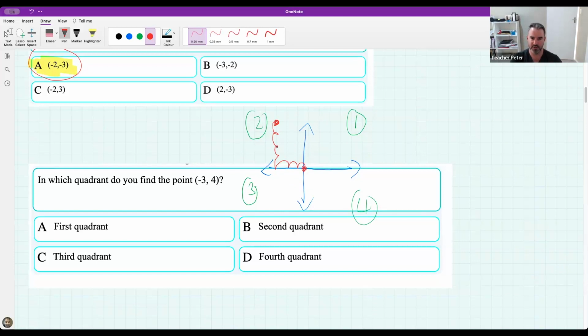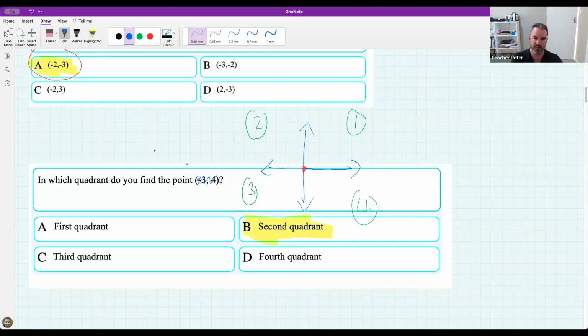The people must vote. So to me, the answer has to be B, or the second quadrant. Now, I like this question because it tests your thinking. So I'm going to make another one.